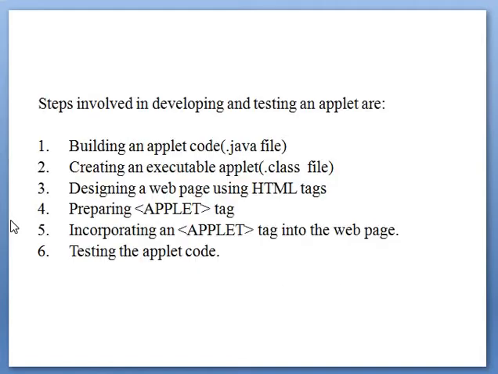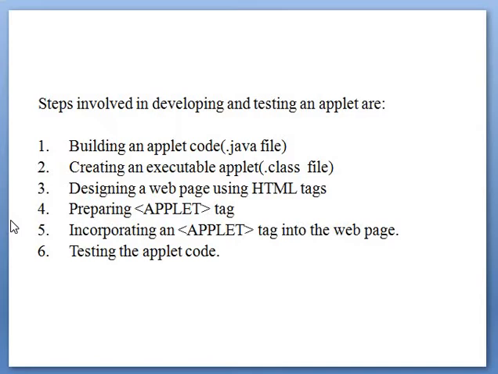The steps involved in developing and testing an applet begin with building the applet code. Normally we will be creating a Java file that is a subclass of the Applet class. We will name that class with an appropriate identifier and save it with the extension .java. Then we create an executable applet, that is, we compile the Java file using the javac command. Then we will get a class file. Now we design a web page using HTML tags.